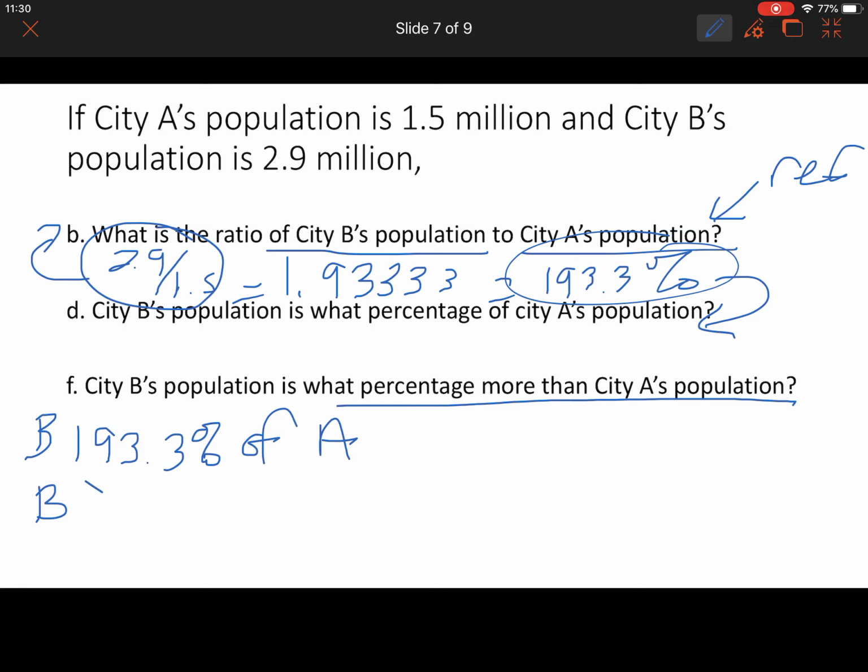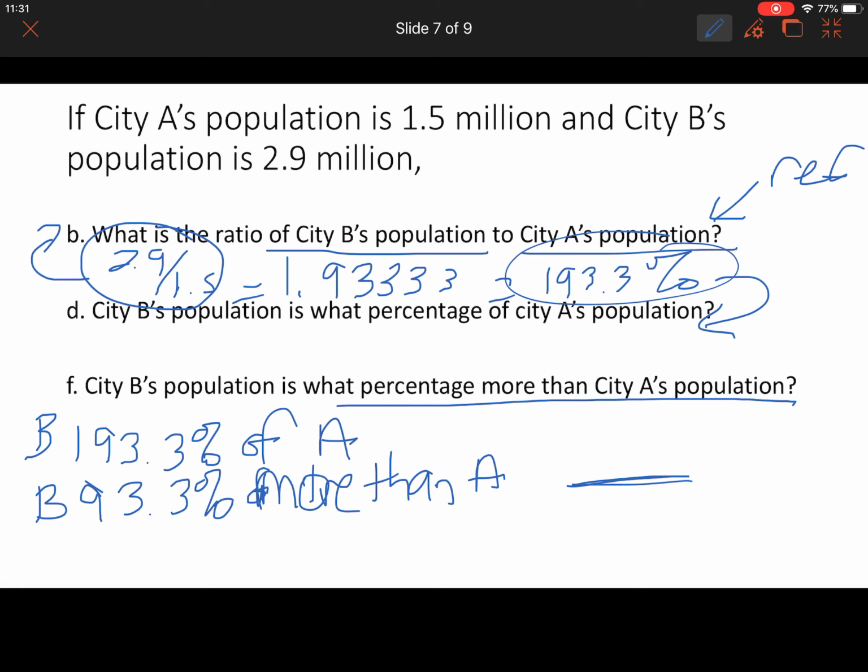Well, notice in here there's 100%. I want you to type in your calculator what 193.3 minus 100 is. That's 93.3%. Oops, more than. So because it was 193% of, it was 93.3% more than, right? Because it was at 100% and then some extra. So notice that relationship. We can do it just like we did our last one.